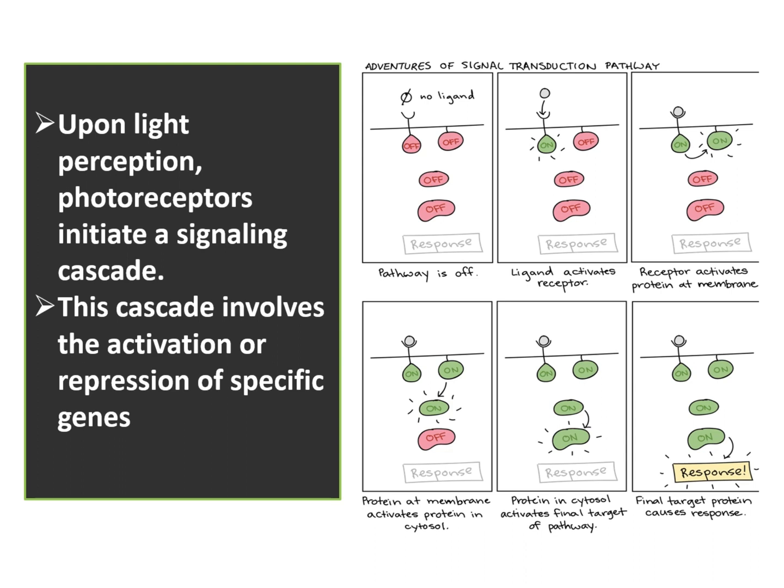So it involves no expression or activation of genes. But if light is upon the plant, it causes initiation of a signaling cascade. So there is activation or repression of specific genes, as you can see from the example.